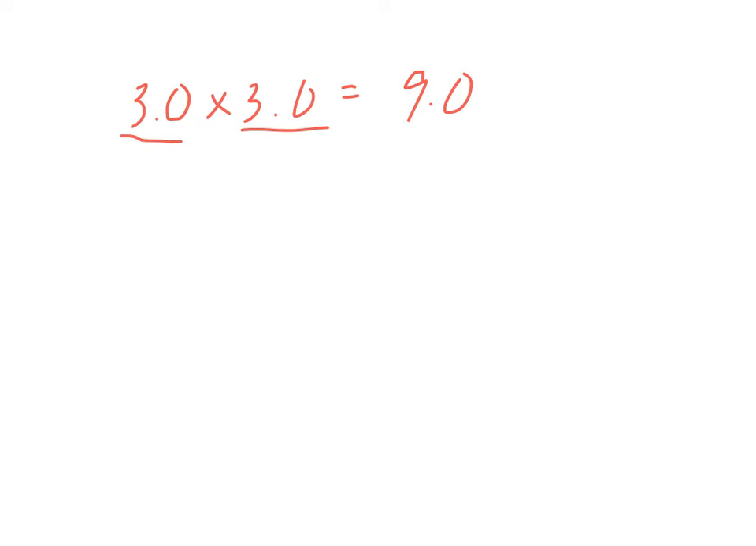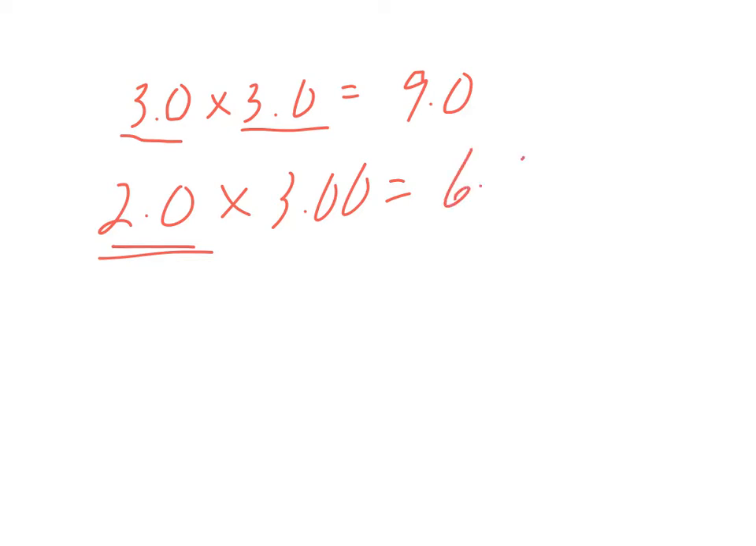So if you are multiplying a number that has 2 places of accuracy by a number that has 3 places of accuracy, your answer should have the same number of significant figures as the least accurate measurement. So in this case, 2.0 has 2 places, 3.00 has 3 places, so my answer should have 2 places of accuracy, 6.0.